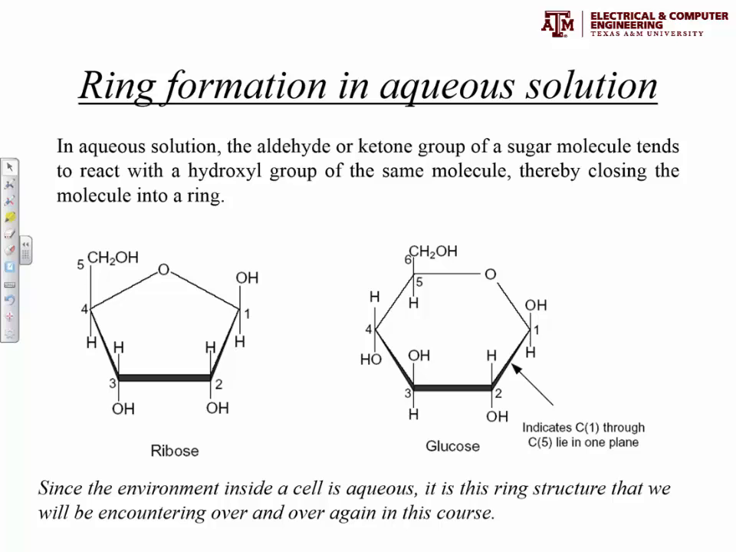Hydroxyl sticking out here, and then CH2OH containing the 6th carbon is sticking out of this plane, right? Since the environment inside a cell is aqueous, it is this ring structure that you're going to encounter over and over again, not only in this course. If you open any book on biochemistry, it's going to have this structure. It's not going to have the other aldehyde structure. Even books pertaining to medicine will also have this, okay?